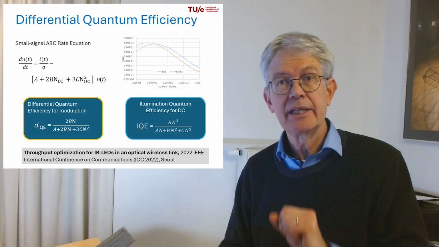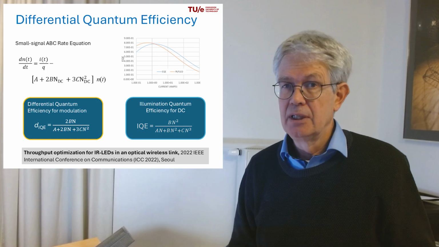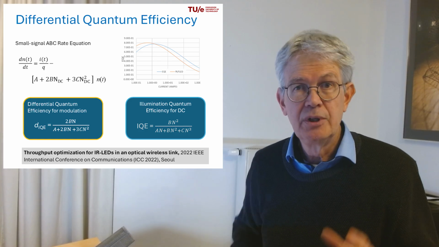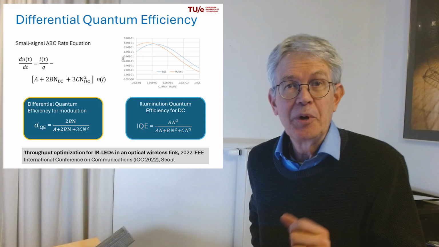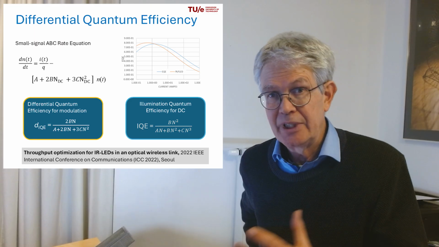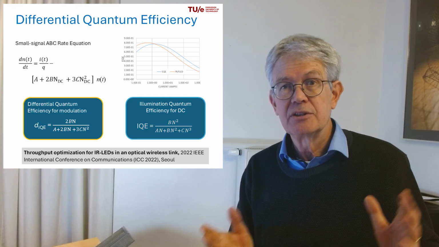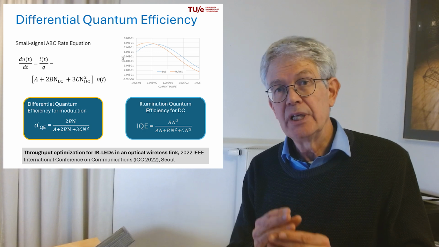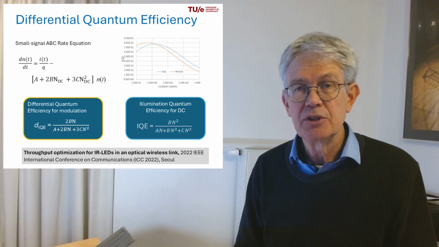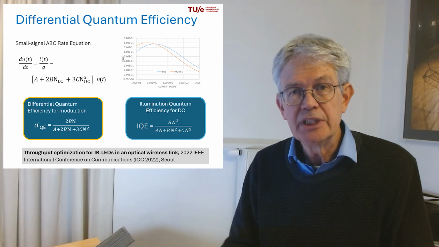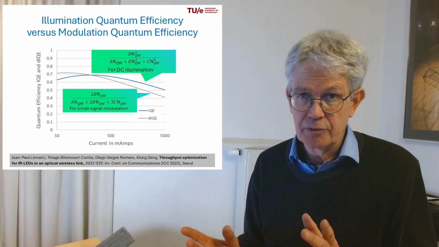And now for this expression, I can also find the differential quantum efficiency for small signal modulation. And of course, as you see from the equation above, the 2bn part is the effective part, the radiative recombination, the one that we like for the photons that come out for modulation, divided by the total number of recombinations, and that's a plus 2bn plus 3cn squared. And if you compare that with the previous expression for the quantum efficiency for illumination, for the DC part, it's a different expression. And if we combine that, we see different curves.